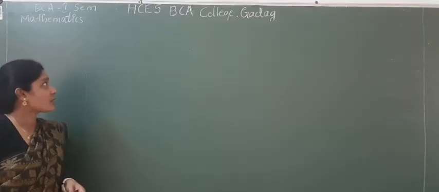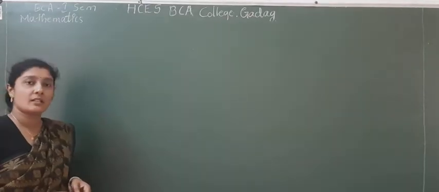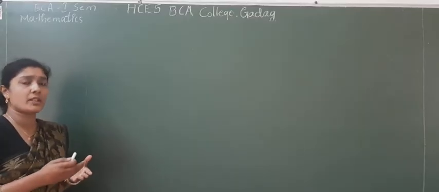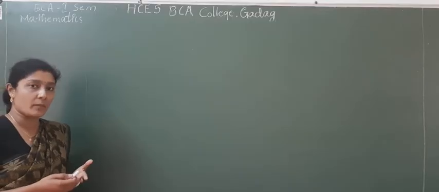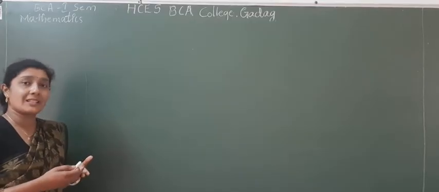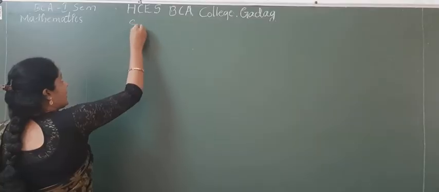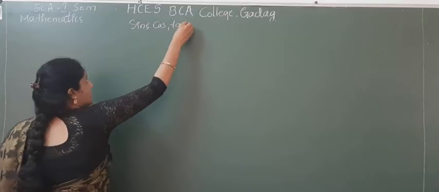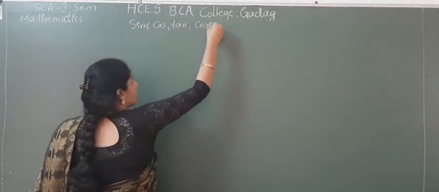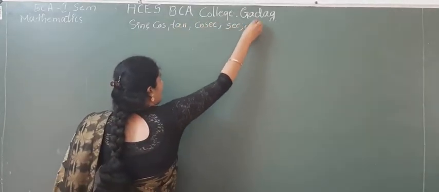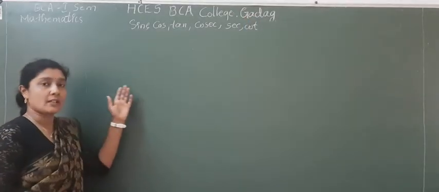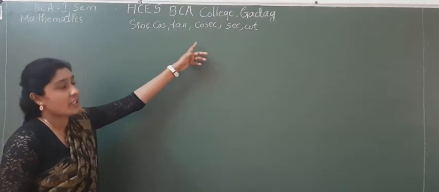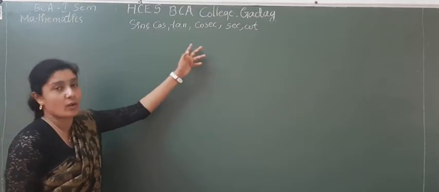Hello everyone. So in the last class we discussed the BCA first semester subject, that is mathematics. We discussed a brief introduction about what is trigonometry and what the ratios are like sin, cos, tan, cosec, sec and cot. So all these we studied in our first class. I hope you all remember the definitions or the ratios of all these.